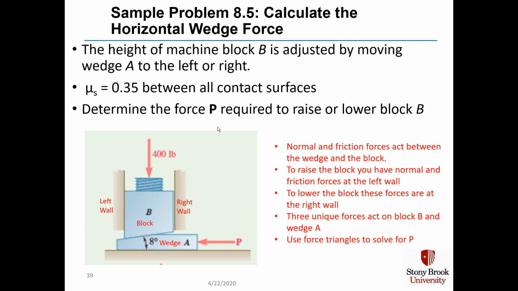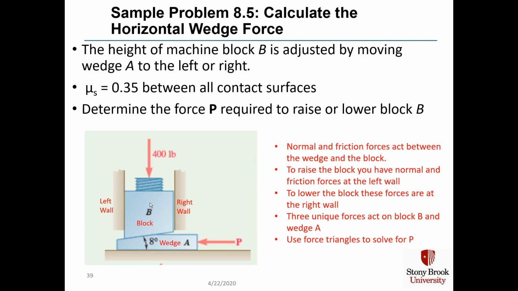In sample problem 8.5, we calculate the horizontal wedge force P, which in this case is going to the left, applied to wedge A to move block B either up or down. We know that mu sub s equals 0.35 between all contact surfaces, and we'll determine force P, first to raise the block, then to lower it.